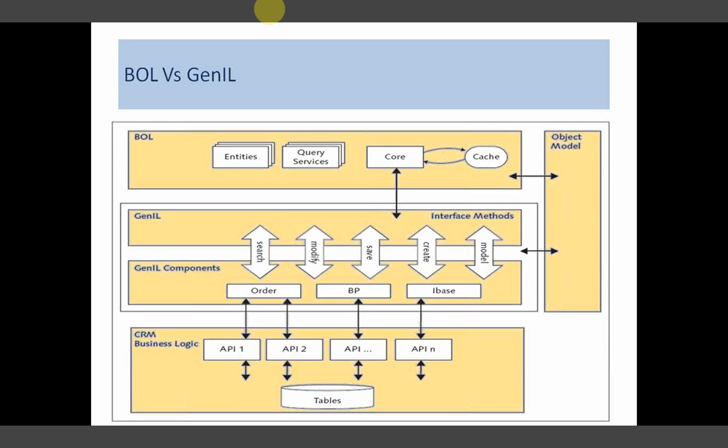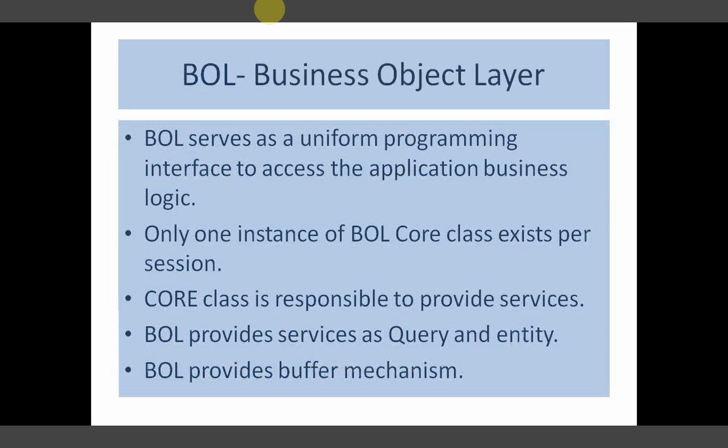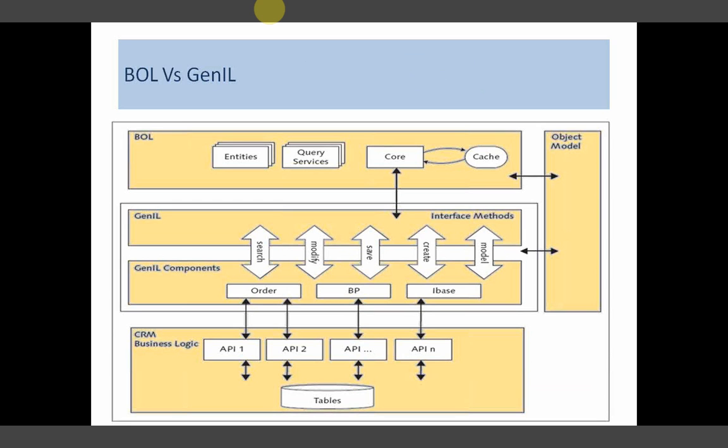So whatever the request is, the BOL will have the same entities, query services, core, and cache. That's all. It will not vary for the different requests. That's why he called it a uniform programming interface. When we go through the programming, then we will know exactly the flavor of the uniform programming interface. It's beautifully framed by the SAP CRM guys. But when we go a little bit deeper, then we will know what the uniform programming interface is.